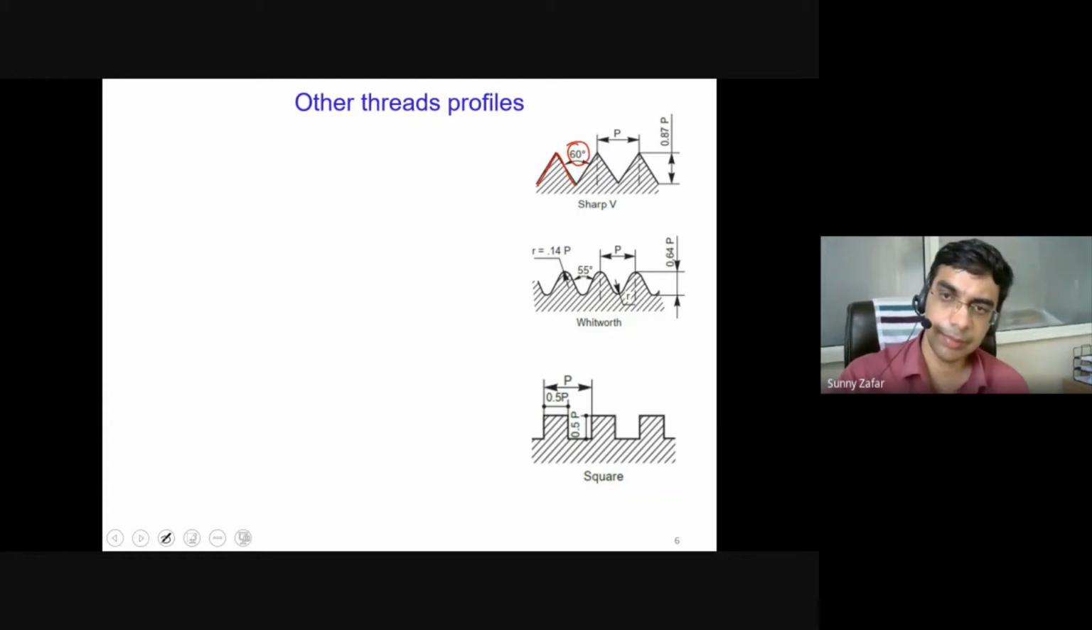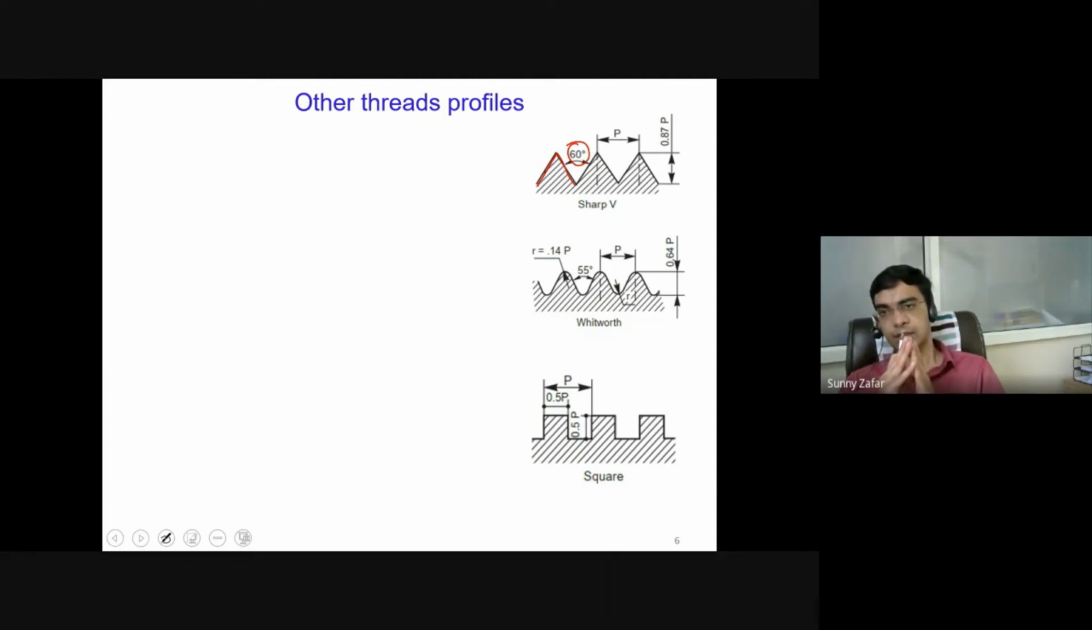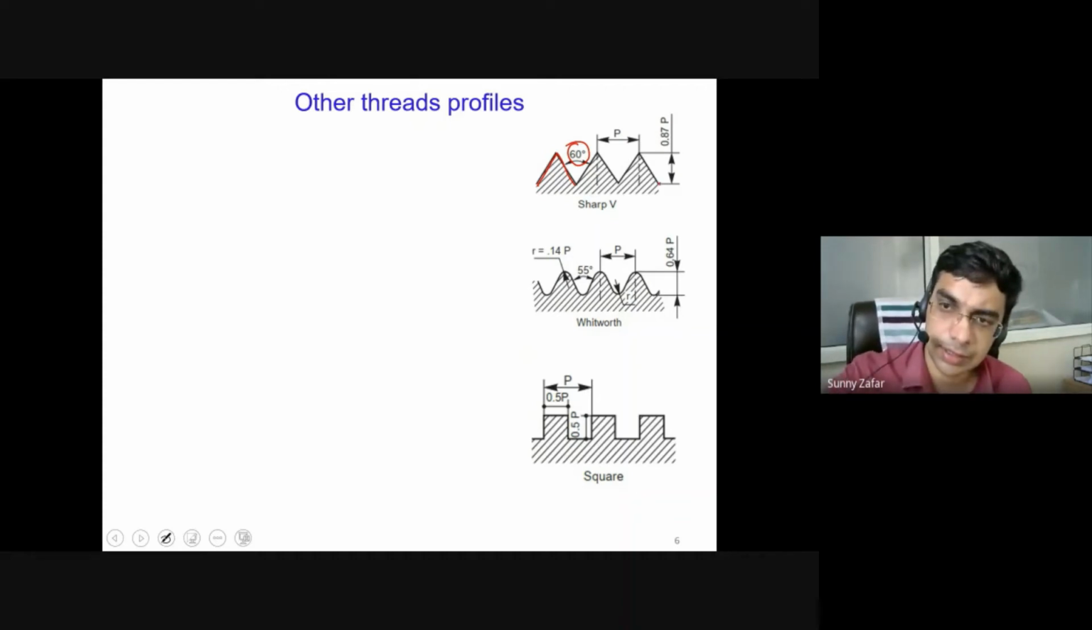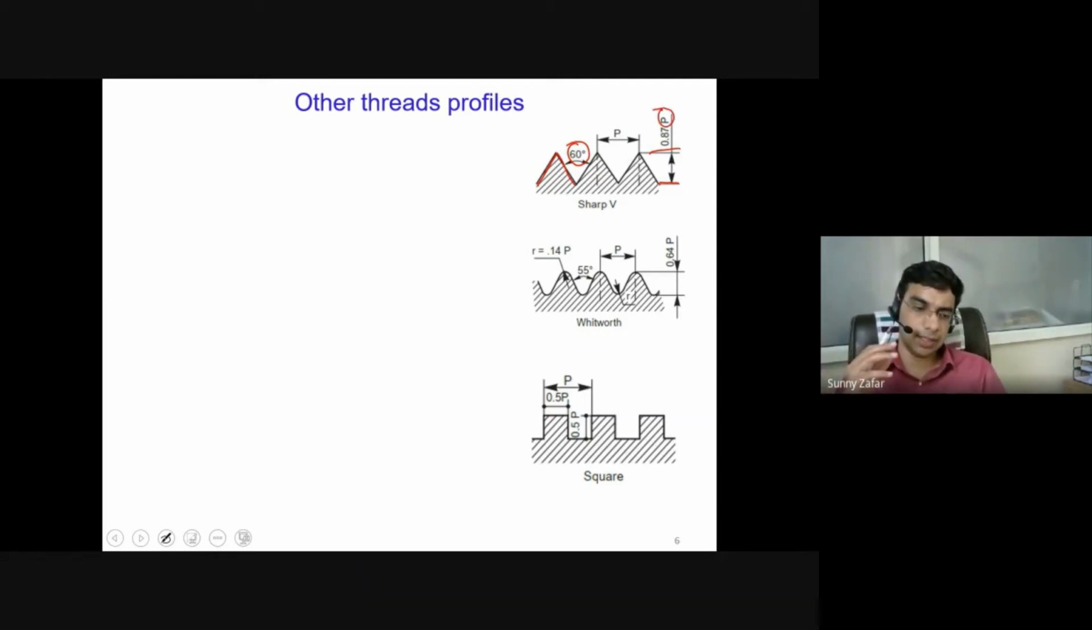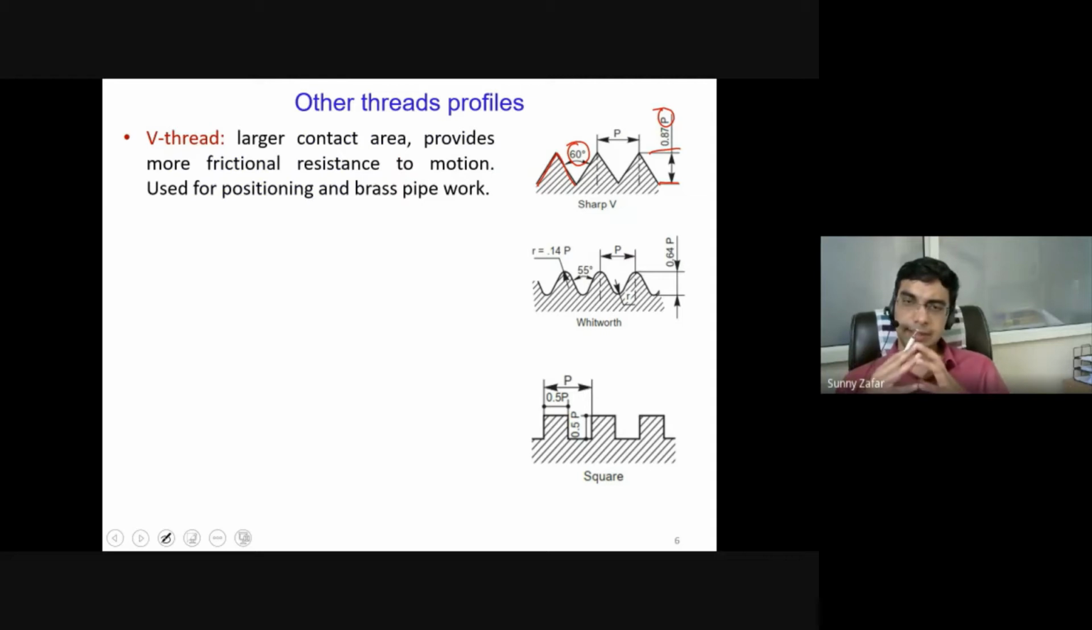What is important to remember is the thread angle that I was discussing in the nomenclature slide. The thread angle in the case of the sharp V thread is 60 degrees, and the height of each thread is 0.87 times the pitch. The pitch will generally be given, and based on that, this can be drawn. What is the application of this thread? Sharp V threads provide a larger contact area, and a larger contact area gives more frictional resistance.